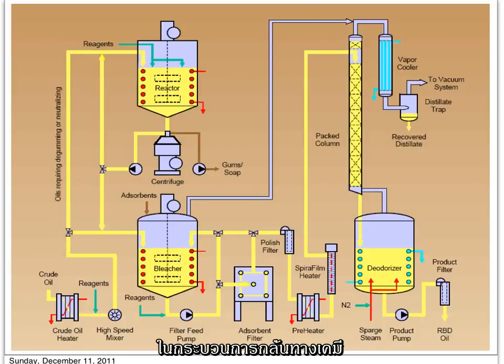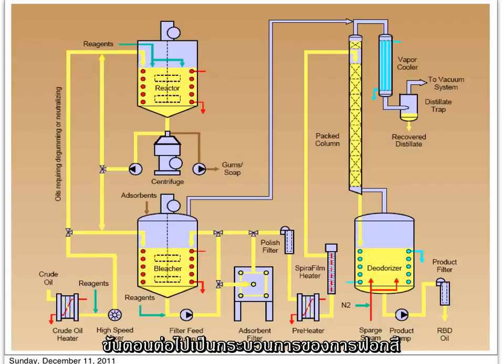In a chemical refining process, the next step would be the neutralization process, where sodium hydroxide or alkali will be added, and this will react with the free fatty acids, and the soap will be formed here. So we have the oil and the soap together, formed during the neutralization process. So we need a centrifuge to separate the oil from the gums or from the soap.